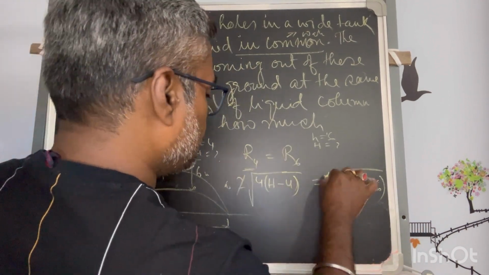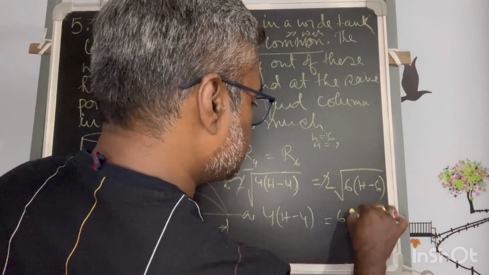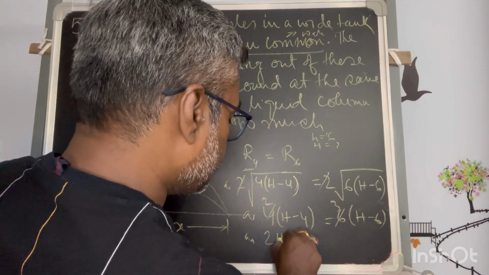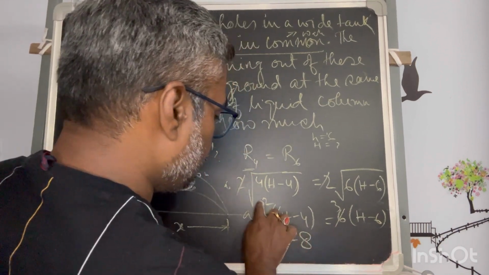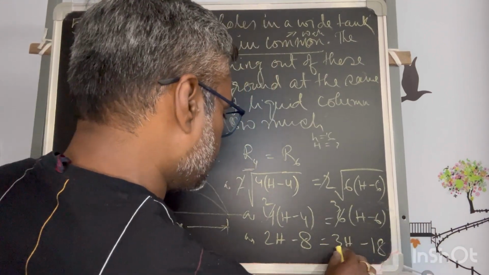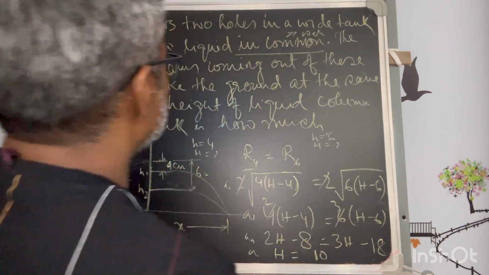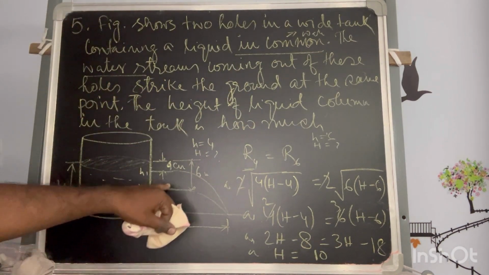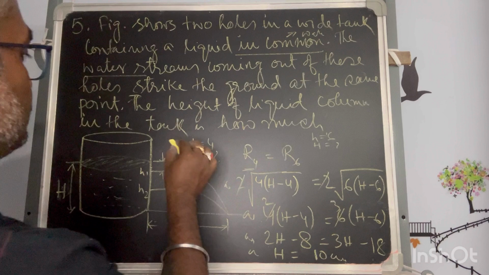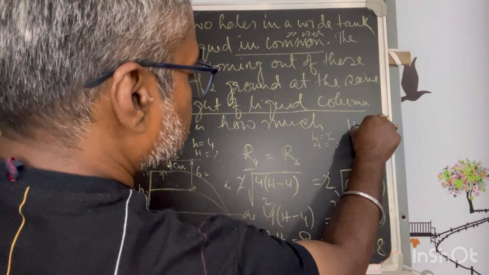So this is the equation. Now we can remove the square root sign, so 4 into (H minus 4) is equal to 6 into (H minus 6). We can cancel 2, so 2H minus 8 is equal to 3H minus 18. Putting H on one side, H comes out as 10. Everything is in centimeter, so the height of the liquid column in the tank will be 10 centimeter.